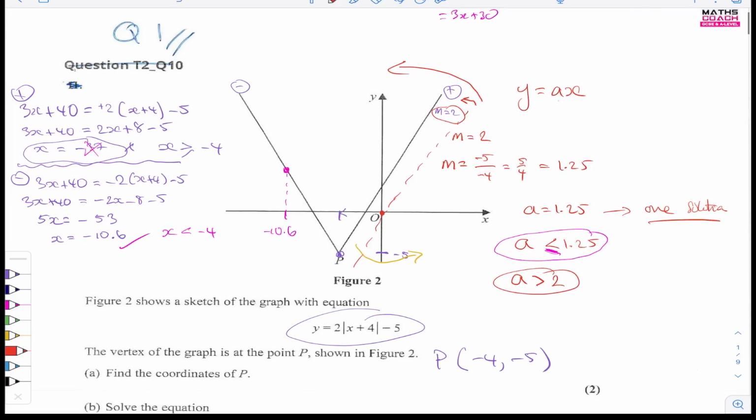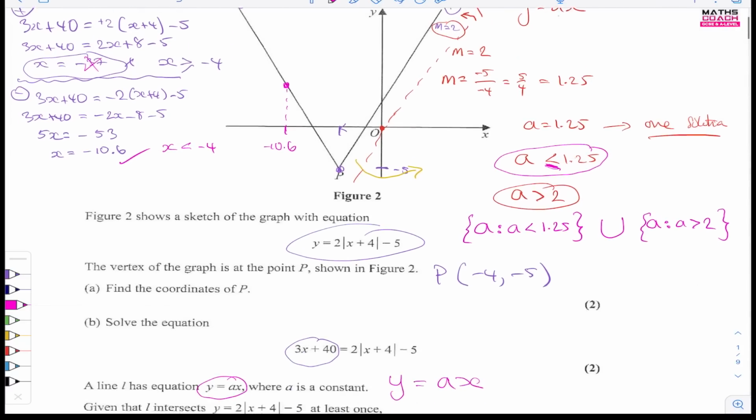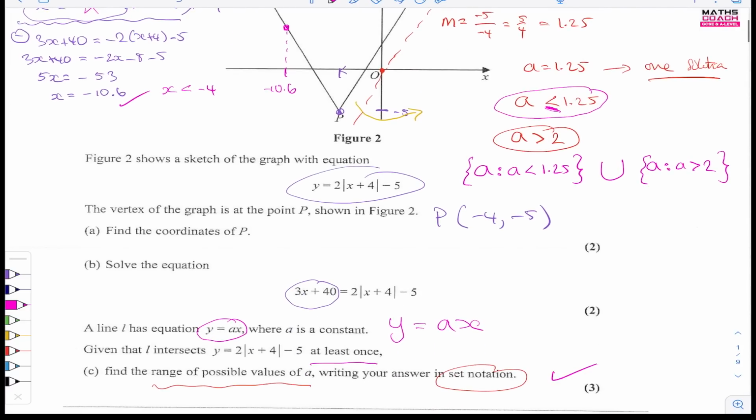Okay, so using set notation, all we have to do is say that a is such that a is less than 1.25. So that's one set of values. And then we say a is such that a is bigger than 2. That's another set of values. Okay, what goes in between? Well, can you have a number that's more than 2 and less than 1.25 at the same time? No, so it's not an intersection. It's going to be a union. So it's one or the other. Right, so that's question part C done.